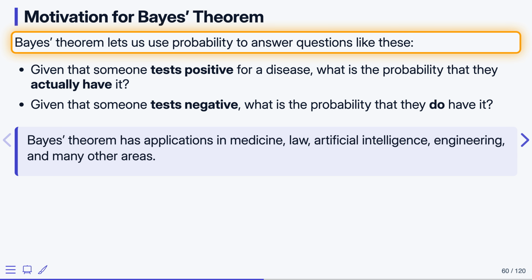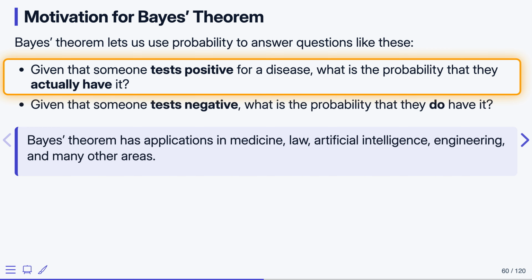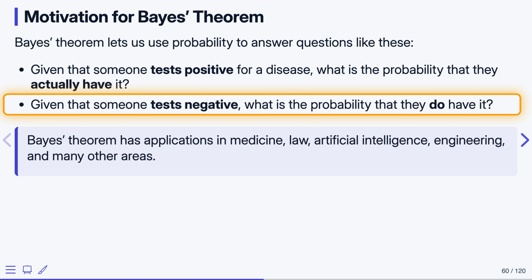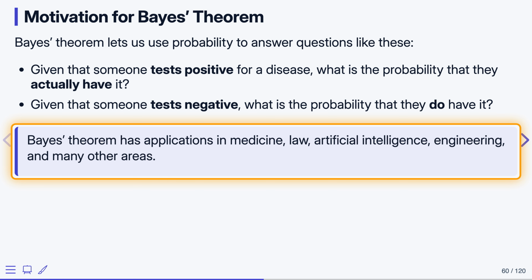Why do we need Bayes' theorem? Often we know one conditional probability, but we want the reverse one. For example, a medical test comes back positive 99% of the time when a person is sick, but the patient wants the reverse, the chance of the disease, given a positive test. The same question comes up for a negative test. These two numbers can be very different, and Bayes' theorem connects them. It is used in medicine, law, engineering, and artificial intelligence.